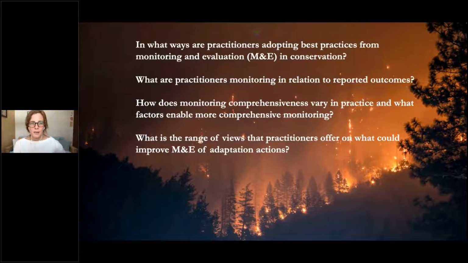So the questions that we address in this part of the research are: in what ways are practitioners adopting best practices from M&E and conservation? What are practitioners actually monitoring in relation to their reported outcomes? How does monitoring comprehensiveness vary in practice? And what factors enable more comprehensive monitoring? And lastly, what is the range of views that practitioners offer on what could improve M&E of adaptation actions? I won't be presenting all of this today, but I'll just give you a few highlights.